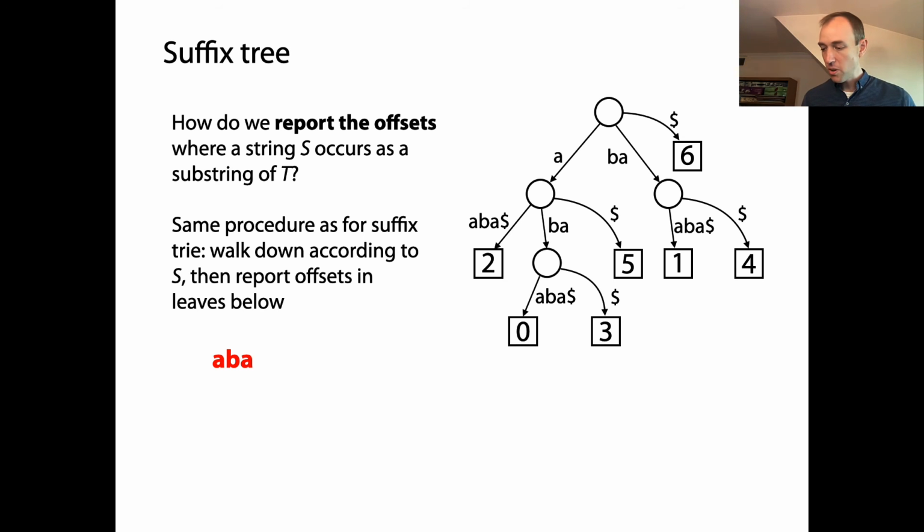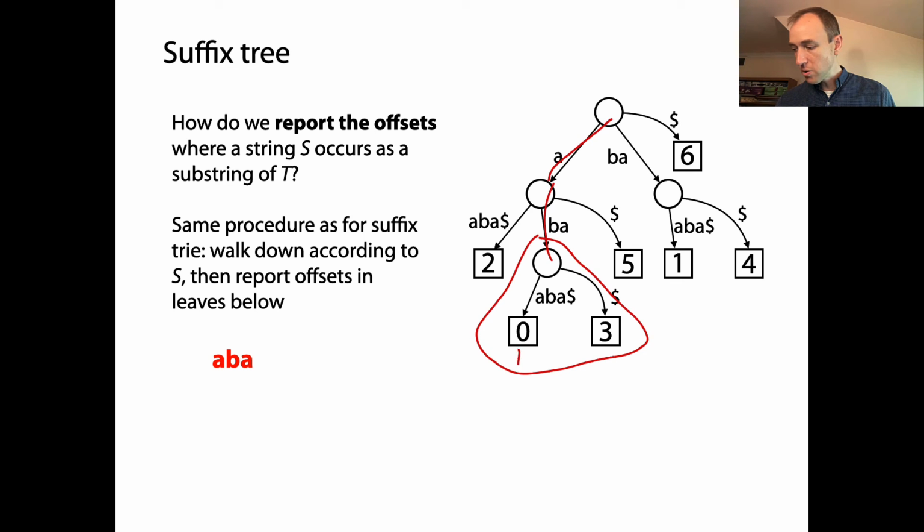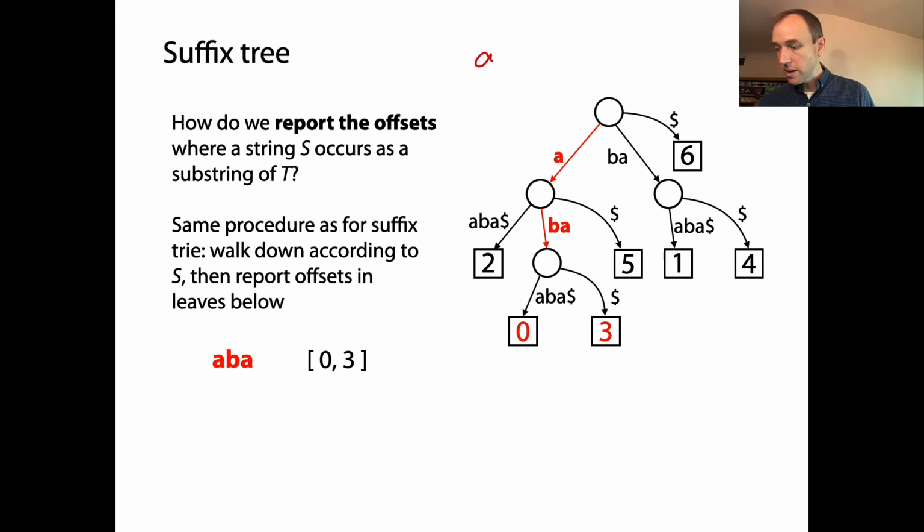So, for example, if we walk down according to A, B, A, and look in the subtree, we'll get 0 and 3 as the answer to our query. And remember, the text T is ABA, ABA, $. So yes, the two occurrences of ABA occur at offsets 0 and 3, right? We can just visually confirm that pretty easily.